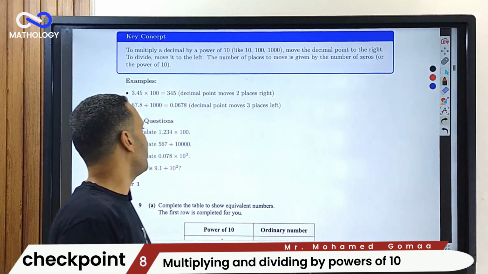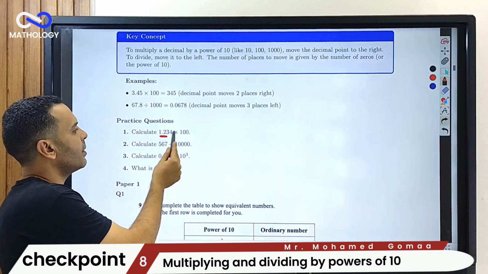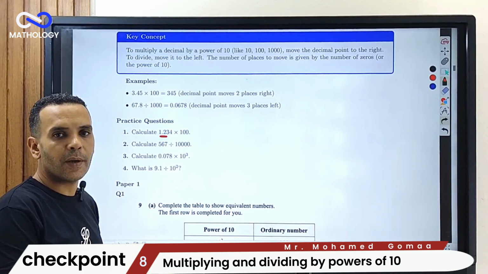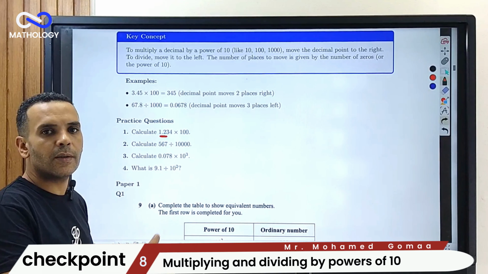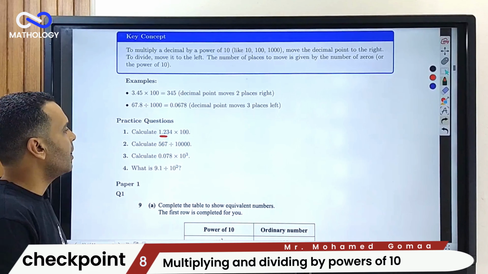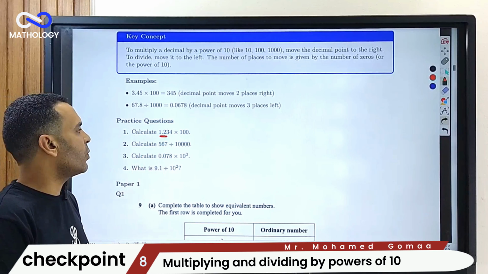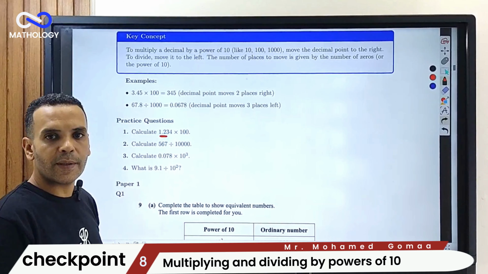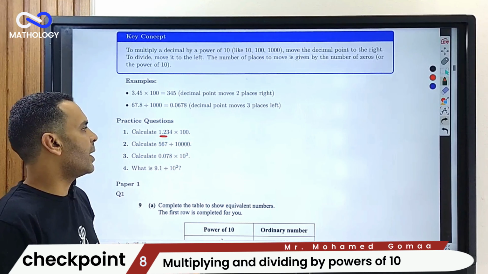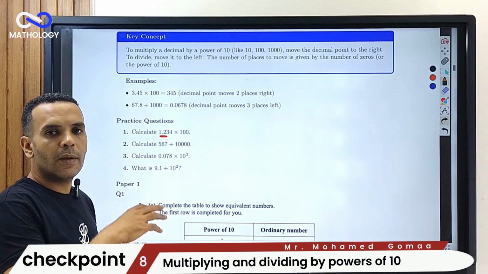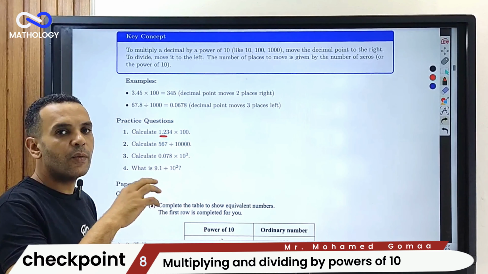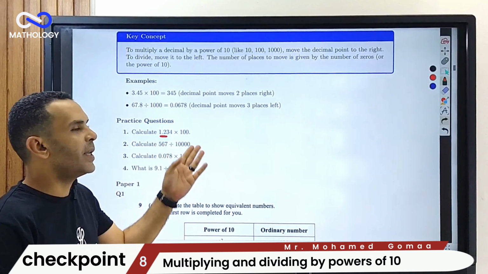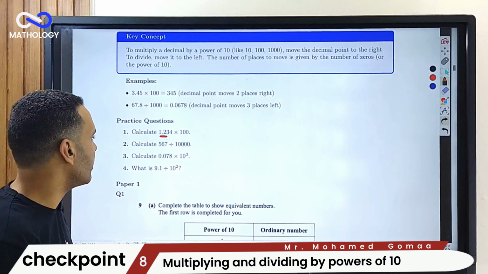First, if you want to multiply a decimal number by 100, move the decimal point to the right two places. Instead of putting the decimal between 1 and 2, you have to put the decimal between 3 and 4. We multiply by 10, by 100. 100 has two zeros, so we move the decimal point two places because we multiply by 100.